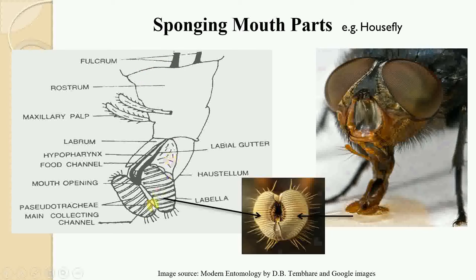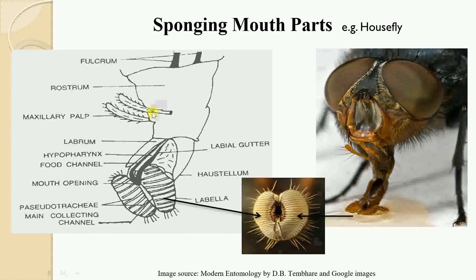Now this whole proboscis is differentiated into three parts. The basal part is referred to as the rostrum, the middle part is known as the haustellum, and the distal-most part is known as the pseudotrachea. So in this way the whole proboscis is divisible into three parts, that is rostrum, middle haustellum, and the distal one is the pseudotrachea.